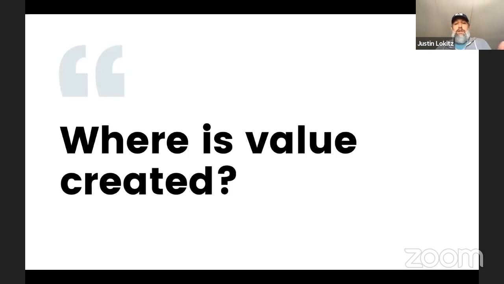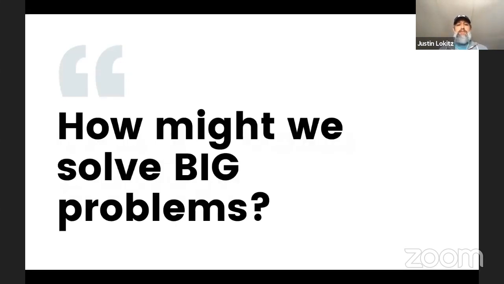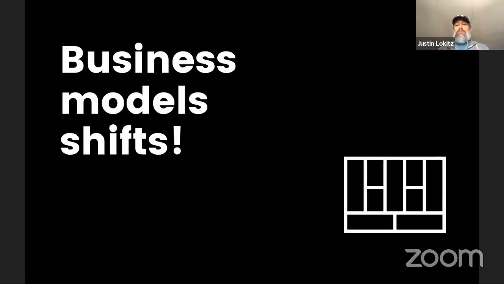In this shift, where might value be created? And this is a question we ask every single time. And how do we actually solve big problems? Well, when we think about shifting, it isn't just shifting a business. The way we think about things is in terms of business models. And in a business model context, we even think a little bit more deeply about this using something called a business model canvas.